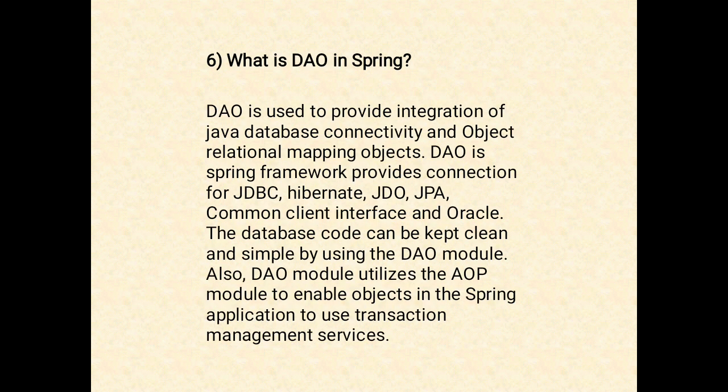The sixth question is, what is DAO in Spring? DAO is used to provide integration of Java database connectivity and object relational mapping objects. The DAO support in the Spring framework provides connection for JDBC, Hibernate, JDO, JPA, and Oracle. The database code can be kept clean and simple by using the DAO module. Also, the DAO module utilizes the AOP module to enable objects in the Spring application to use transaction management services.